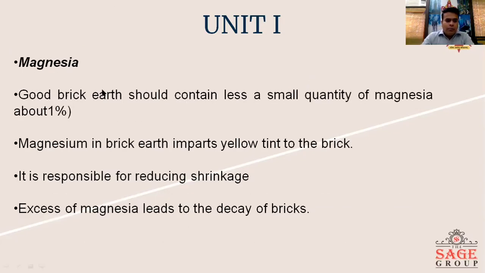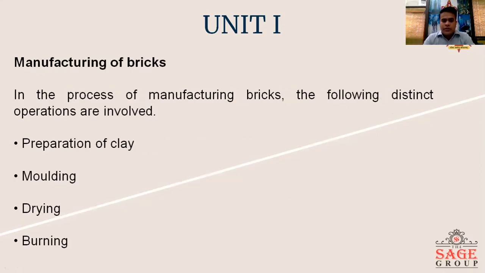Now manganese. Manganese is a material required in a small quantity, about 1%, and it imparts a yellow tint to the brick and reduces shrinkage. That means on drying and on burning, the material is going to shrink. If manganese is present up to about 1%, it reduces the shrinkage on drying and the formation of cracks. Excess of manganese leads to decay of bricks. That means the brick is going to deteriorate if the percentage increases.